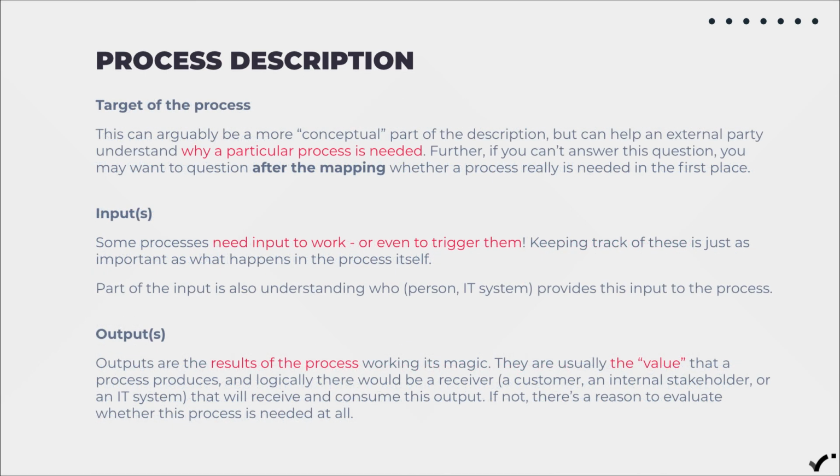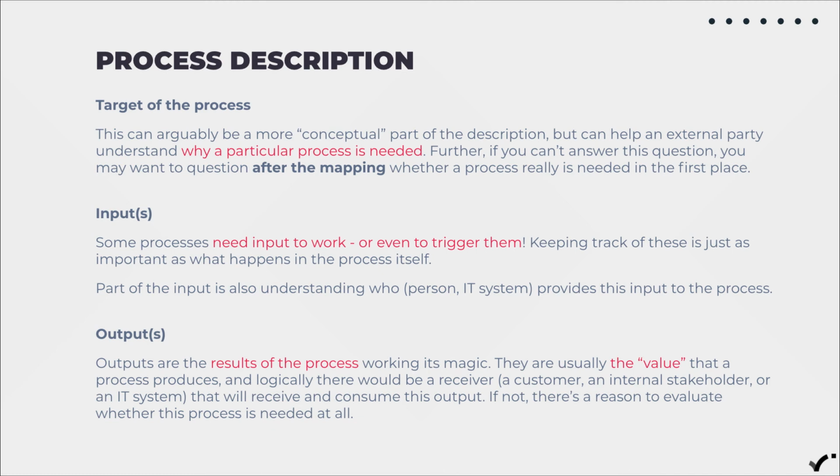Going forward, target of the process. The idea is that it describes why a process exists in the first place. It's important because sometimes you'll find that people or organizations are performing certain processes that maybe are not just inefficient, but they're not needed at all. Sometimes you want to wipe completely some processes away. This is actually something that you will do after the mapping, as you'll see, but understanding why a process exists, why a process is needed, is essentially describing the target of the process.